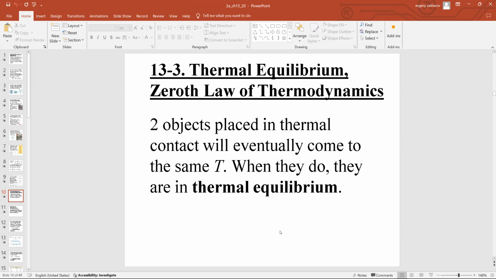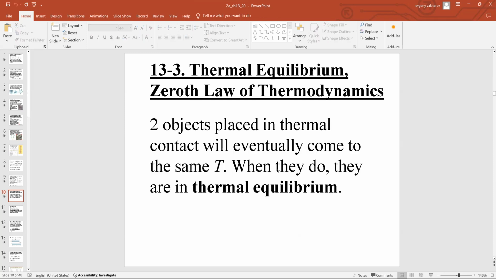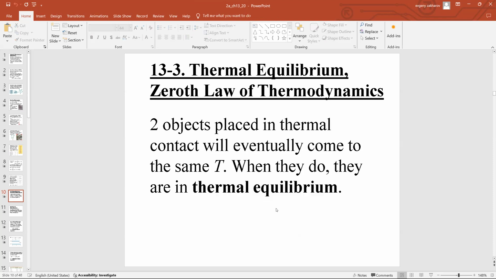Say you have two objects and they're placed in thermal contact. So there is an exchange of energy between the two objects, and eventually they will come to the same temperature. It's not going to be the temperature of the first one or the temperature of the second one. It's going to be somewhere in the middle. And once they do get to that temperature balance, we call it thermal equilibrium. Remember, for equilibrium, think of the word balance, that's exactly what's going on. So two objects will get into a thermal balance, thermal equilibrium. This is what you expect.